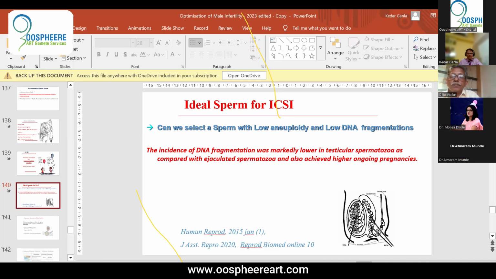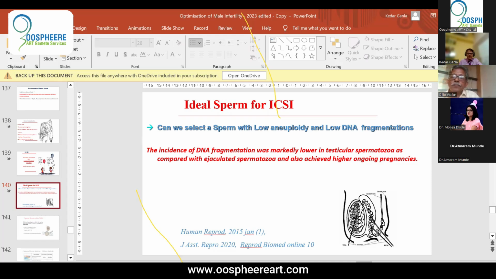Is it done if you ask for a simple karyotyping? Will they report it if it is present, or do you need to ask them particularly for this? Karyotyping is different. Y chromosome microdeletion is a separate test. What do you need to ask the lab then? Y chromosome microdeletion. You have to write it like that only. Yes. Okay.